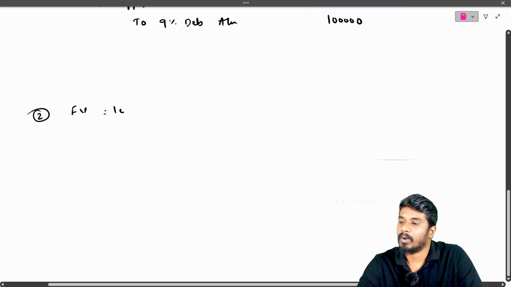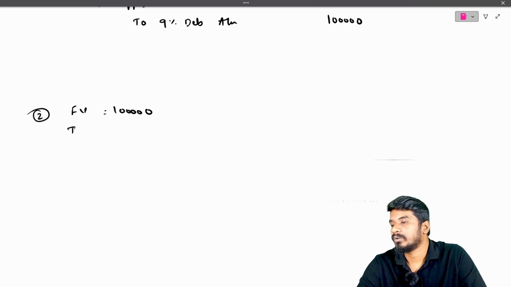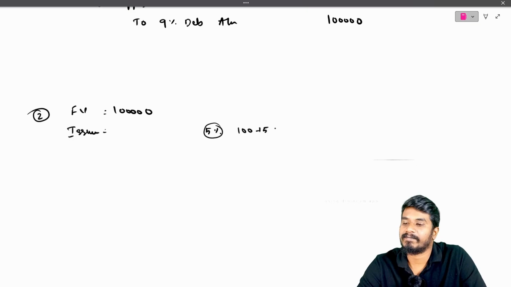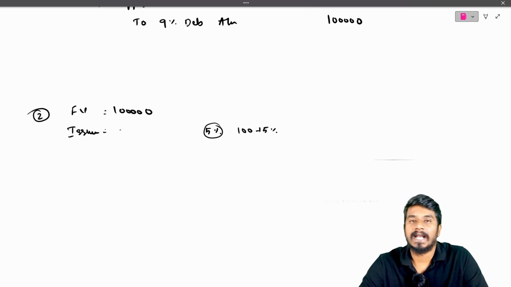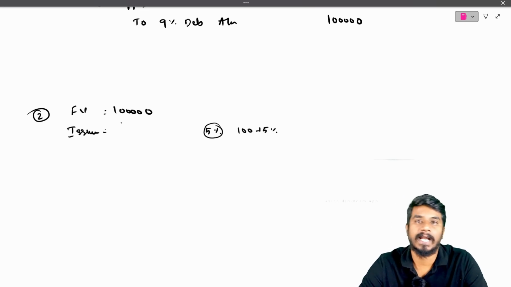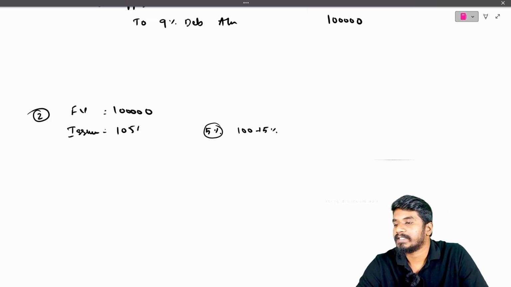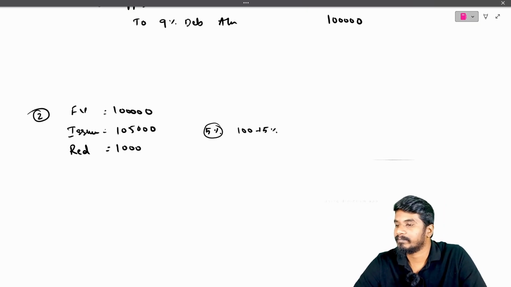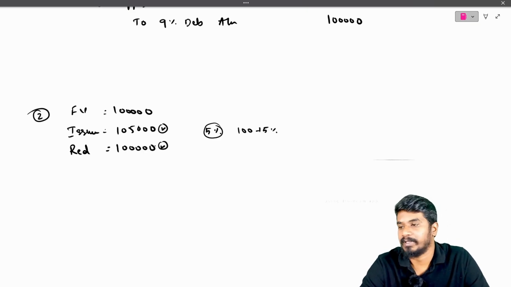Face value is 1 lakh, correct. So for how much have they issued? They have issued for 5% extra premium, that is 100 plus 5%, which means 1 lakh into 105%. Let me calculate it. 1 lakh into 105 percent is 1 lakh 5,000. So we are receiving 5,000 extra as premium. Now redeemable at par, which means 1 lakh only. People will give us 1 lakh 5,000 and we will repay only 1 lakh rupees, right?